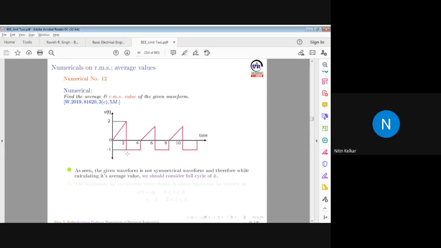And what about the time period from 2 to 4? What will be the expression for the voltage? V of t equals -1. V of t is equal to -1. So will you please try to calculate the average and RMS value on your own?